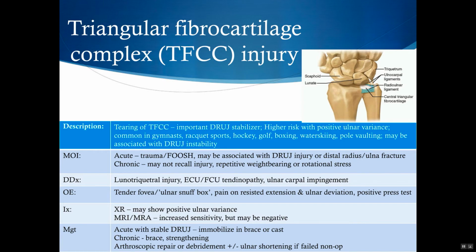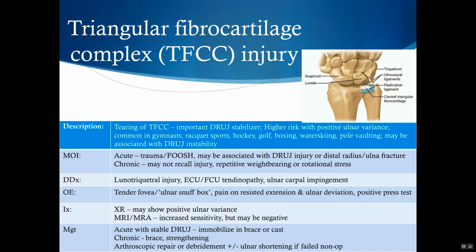Injuries to the TFCC can also be acute from a fall and can be associated with distal radius or ulna injuries, or they can be chronic. Chronic injuries are common in gymnasts, contact sports, or with any activity involving loading and repetitive ulnar deviation or wrist rotation. Pain is localized to the ulnar aspect of the wrist, at the fovea, or the soft spot just distal to the ulnar styloid, and it's worse with any loading or ulnar deviation.